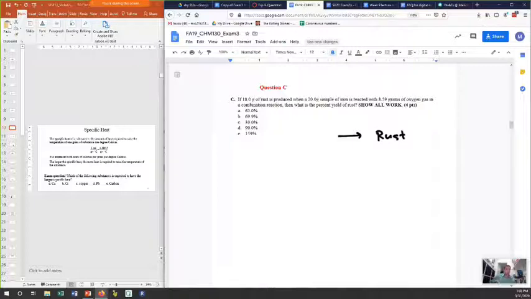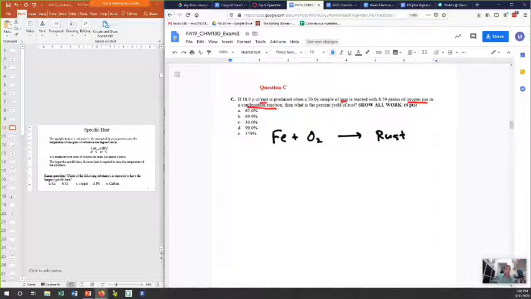Okay, when a 2 gram sample of iron, so iron would be Fe, and oxygen gas, O2, react in a combination reaction. Well, heck, there's a combination reaction. I have 2 reactants and I've made a product. So I've now pulled that information out of the question: rust, iron, oxygen gas, and that it's a combination. That information is really what's going to drive the solve for this.